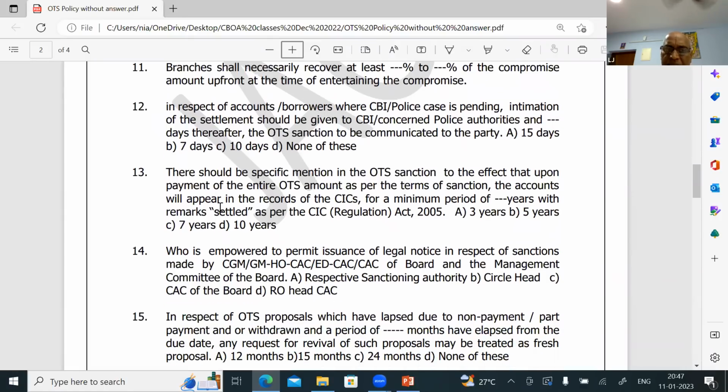Question number 13. There should be specific mention in the OTS sanction to the effect that upon payment of the entire OTS amount as per the terms of sanction, the accounts will appear in the records of the CICs for a minimum period of 7 years with the remarks settled as per CIC Regulation Act 2005. Once they ask the question, CIC credit information companies are established under which act? The credit information companies are established as per the CIC Regulation Act 2005. Okay, sir, you should give that answer. So, for a minimum period of 7 years. So, question number 13, answer is C.